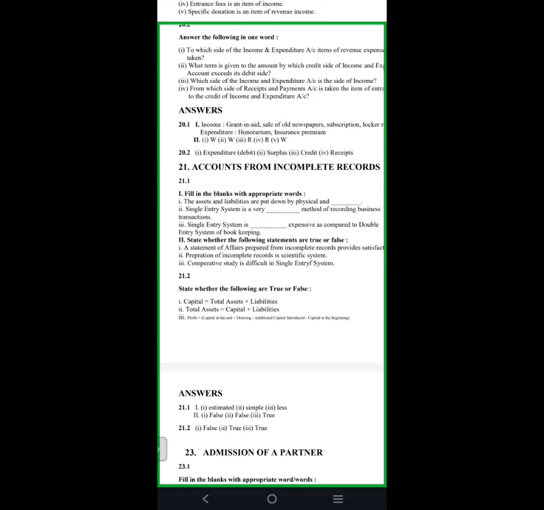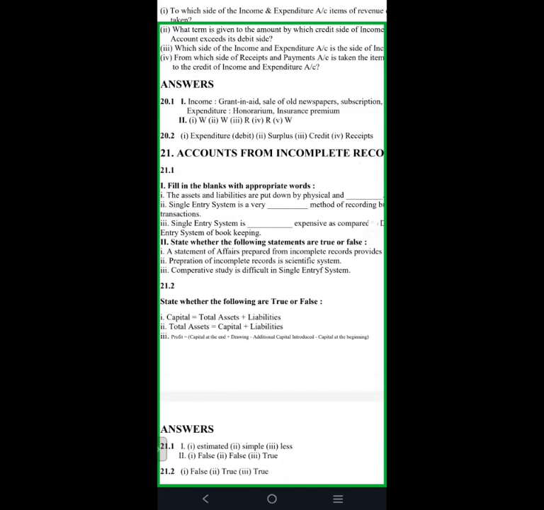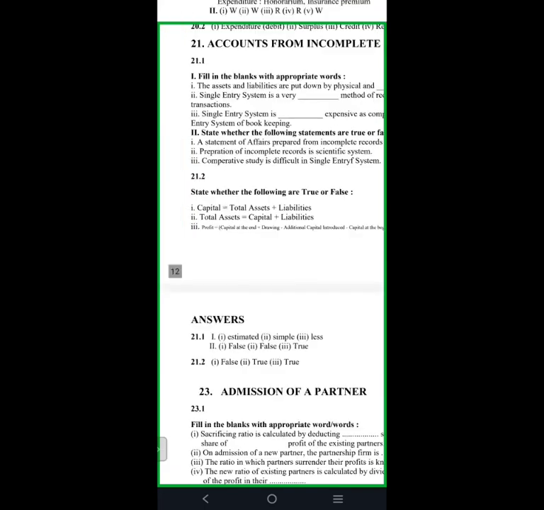State whether the following are true or false. Capital equal to total assets plus liabilities. That is false. Total assets equal to capital plus liabilities. That is true. Profit equal to capital at the end plus drawings minus additional capital introduced minus capital at the beginning. That is true.